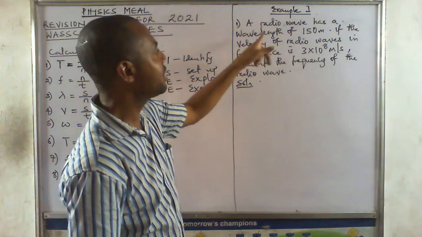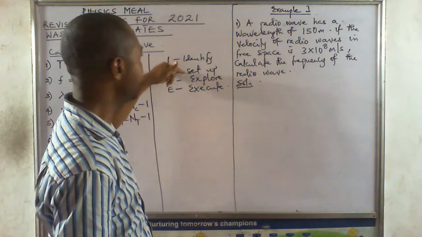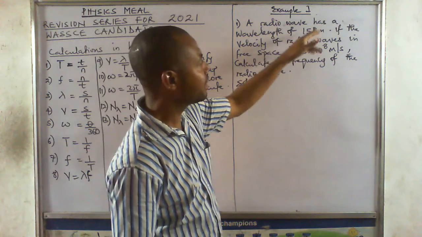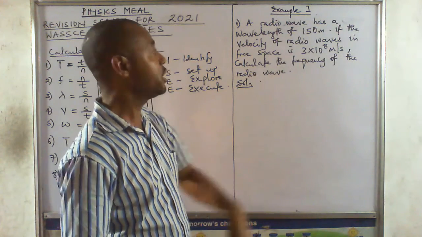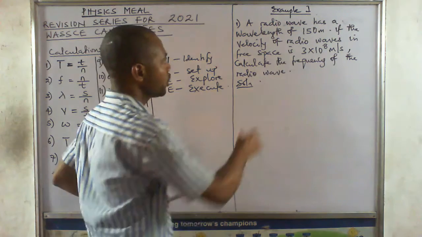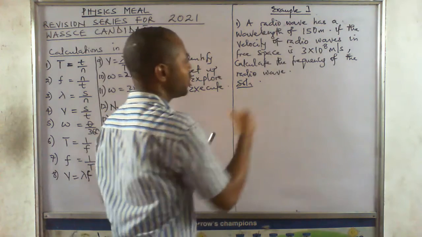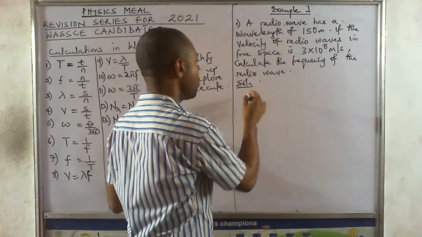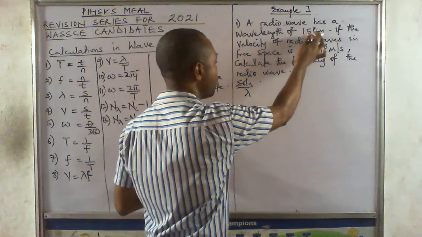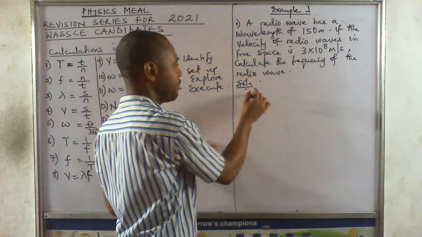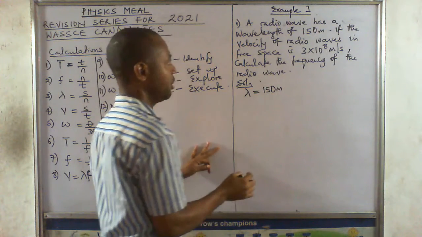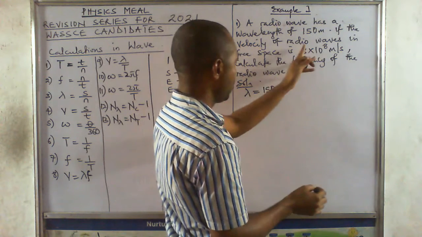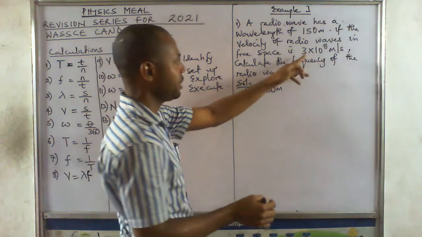So we identify and set up. When you identify the things given to us and what you are asked to calculate, set it up using the appropriate symbols. A radio wave has a wavelength of 150 meter. So I have identified the wavelength, and the symbol is lambda equals 150. I'm setting it down. They say the velocity of radio waves in free space is this.